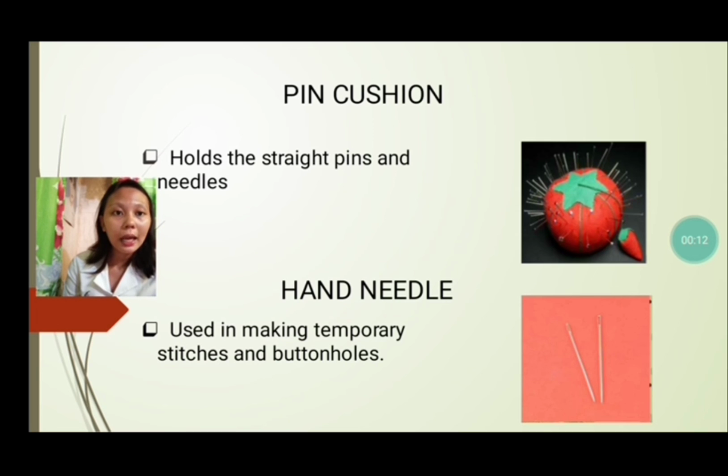Let's proceed to the hand needle. A hand needle is used in making temporary stitches and buttonholes. Needles come in different sizes. We have small, medium, and large. Small needles are used on light and soft materials, while big needles are used for rough, thick, and heavy materials. So the image below is an example of a needle. I know that you are already familiar with needles. So that's it. These are the common tools and equipment that are used in sewing.